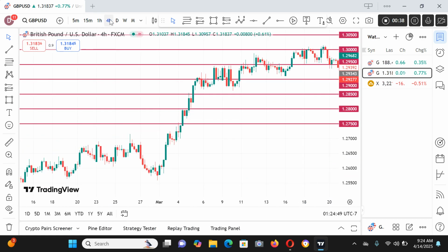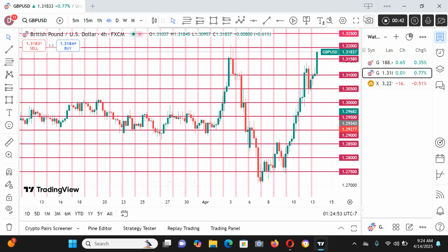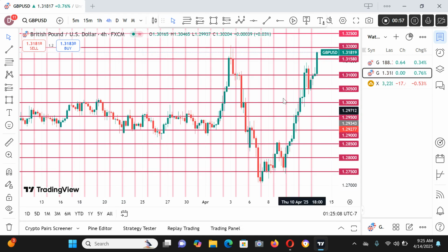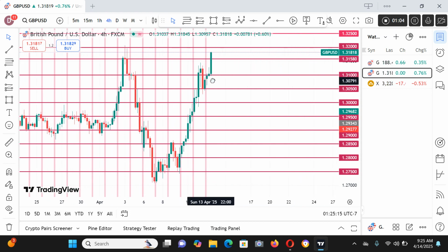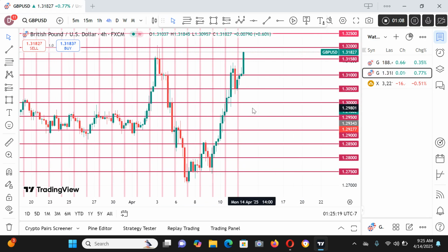When I go to the 4 hour time frame, I will go to settings and then to events and then click on the session break. I will now look for the first two candles that formed today. Those are my interests. The first two candles that formed today are my interests.